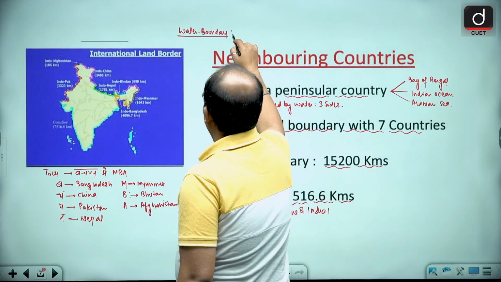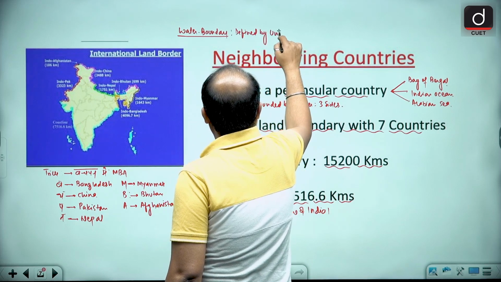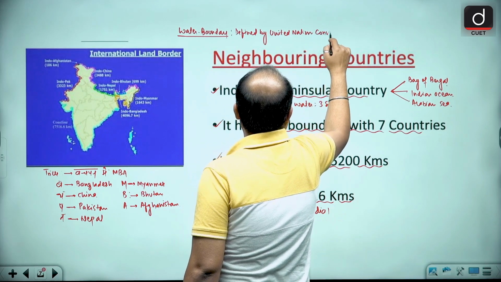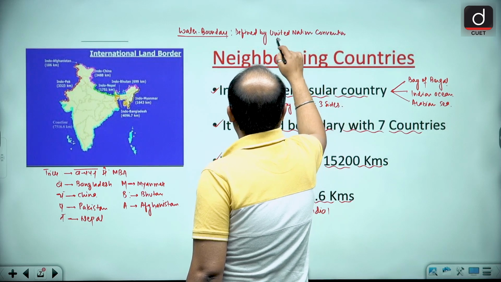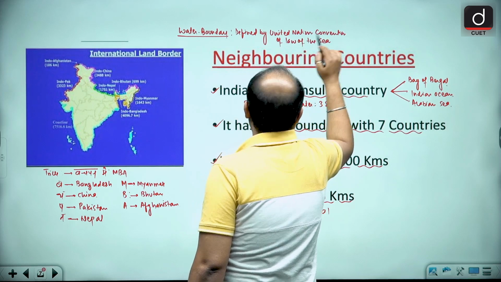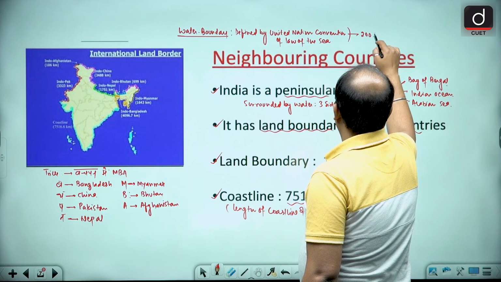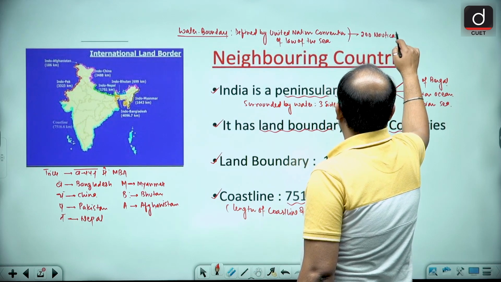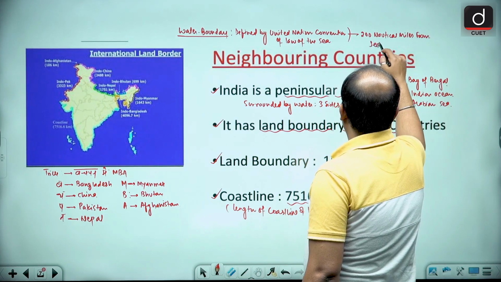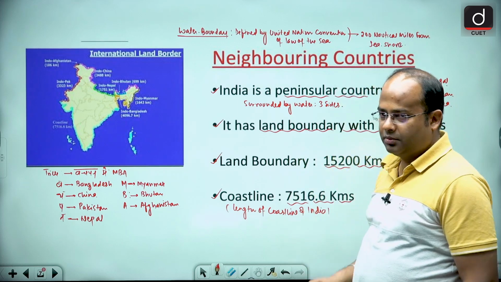is defined by the United Nations Convention of Law of the Sea. So according to the United Nations Convention of Law of the Sea, this is 200 nautical miles from the seashore.